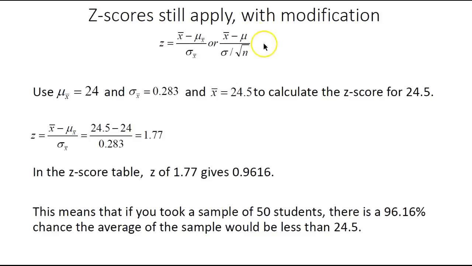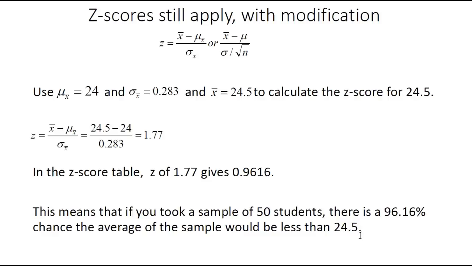The z-score formula looks a little bit more complicated. Okay, but we just went over what everything here stands for. Once again, we have all the information here, so we're going to calculate a z-score. And this z is going to represent from sample means. The z-score is 1.77. We look this up in our table, and it gives us 0.9616. This means that if you took a random sample of 50 students, there's a 96% chance that the average of the sample would be less than 24.5.